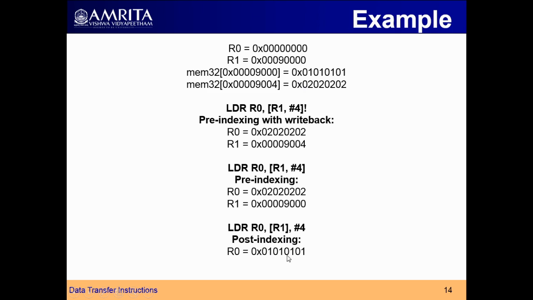And after performing the load, the address will be incremented. So now what will be the content of R1? The address will be incremented from 9000 plus 4. So R1 will be 9004. Right? So in the case of post-indexed addressing mode, even though you are not specifying the exclamation, the base address will be updated. You should keep it in mind. Even though the exclamation is not there, the base address will be updated. So now R1 will be having 9004. This is a small example showing the operation of LDR.